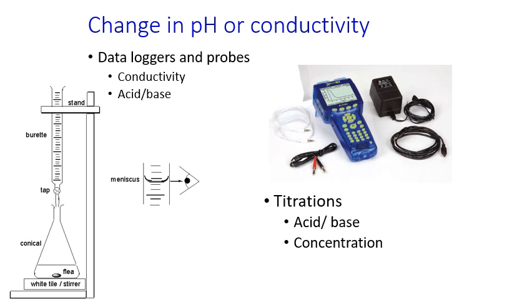Then we have the change in pH or conductivity, using data loggers and probes. Conductivity, of course, is also used in solution chemistry, so you can basically see the loss of ions or the formation of ions based on their conductivity. And finally, titrations, like acids and bases, where you can see the formation of protons and hydroxide ions. You can determine the rate of reaction by the loss of a proton, gain of hydroxide, or the loss of hydroxide, gain of protons, or the formation of the salt.